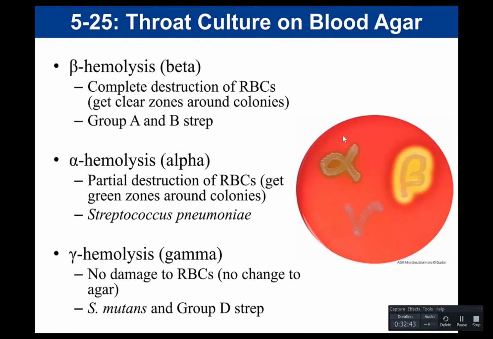Gamma hemolysis, that's what this little symbol here, this is a lowercase Greek gamma. Gamma hemolysis is where we get no damage to the red blood cells. There's no change in the agar, so the bacteria will grow, but it does not break down the red blood cells. So there's no damage to the red blood cells, there's no change to the agar. And of the 5 bacteria that we test, strep mutans and group D strep would be our examples.